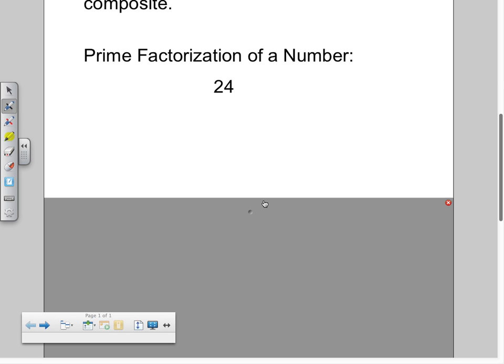If you think about the periodic table of elements in science, water is made up of H2O, 2 parts hydrogen, 1 part oxygen. Well, 24 is made up of a bunch of different prime numbers. Those are the basic building blocks of every number. So let's take a look at how we do this.